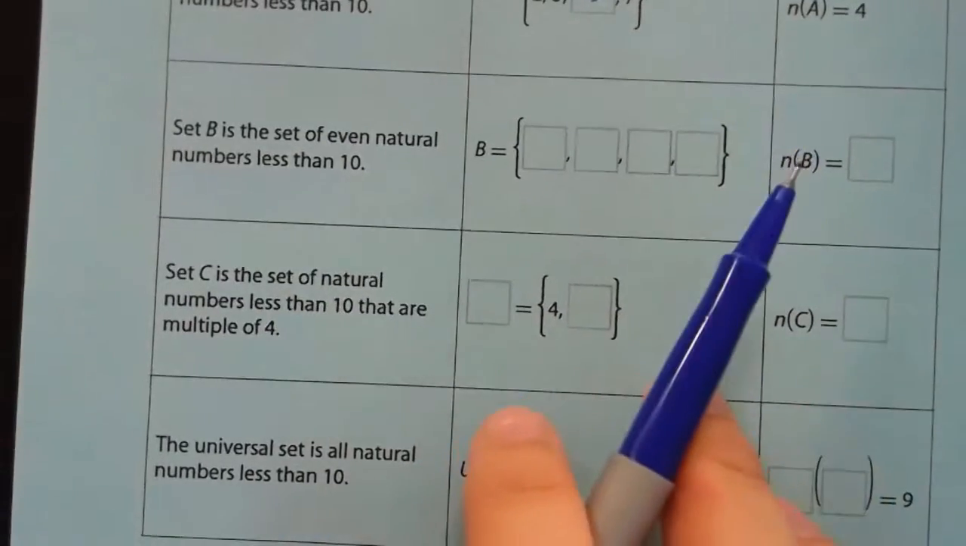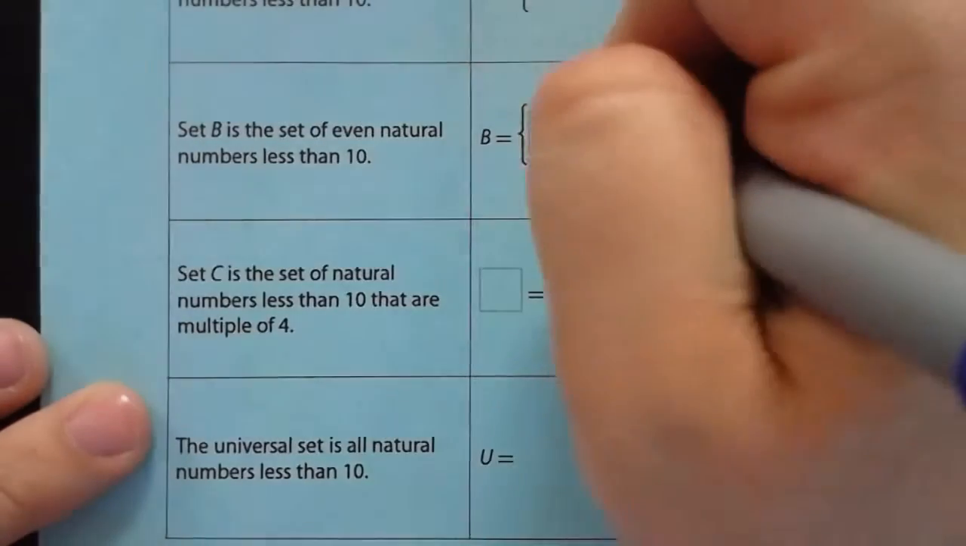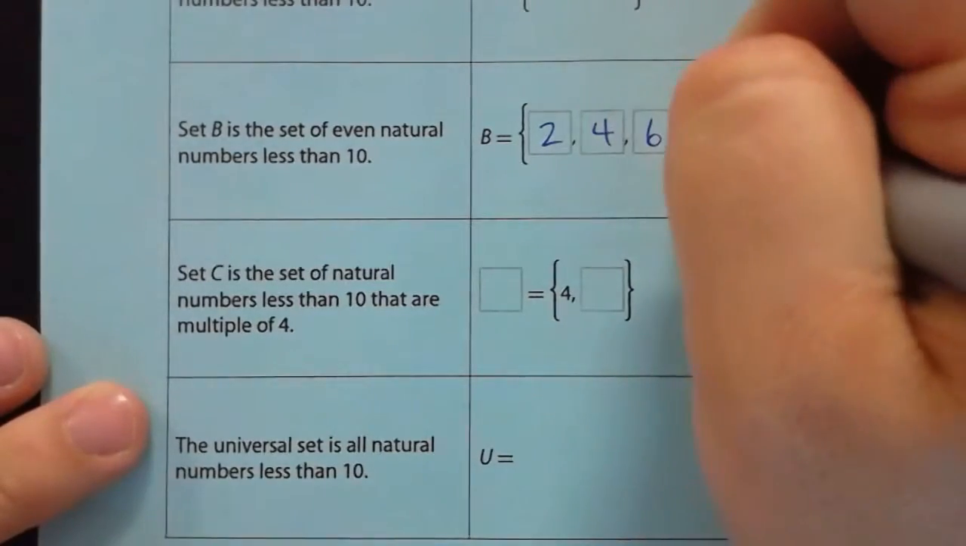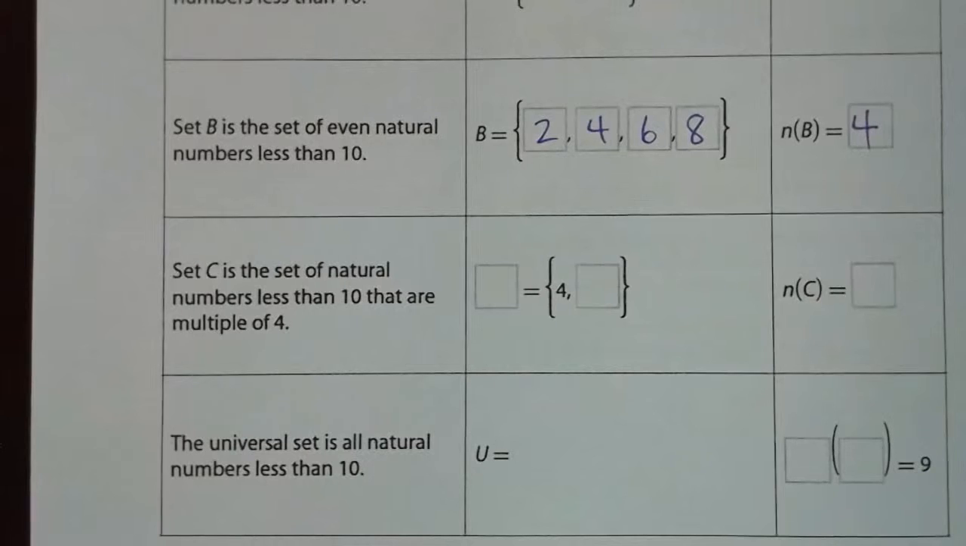Set B is the set of even natural numbers less than 10. So what are my even natural numbers less than 10? 2, 4, 6, 8. So there are 4 numbers in set B.